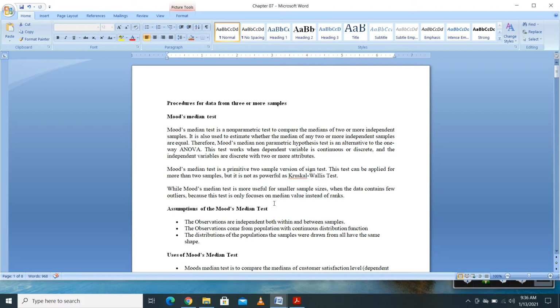If we look at the assumptions of the Mood's median test, one assumption is the observations should be independent. That is, if you have two samples, the two samples should be independent and the observations within the samples also should be independent. And these observations should come from a population with a continuous distribution function, and the distributions of these populations should have the same shape. If all these assumptions are satisfied, we can apply the Mood's median test.